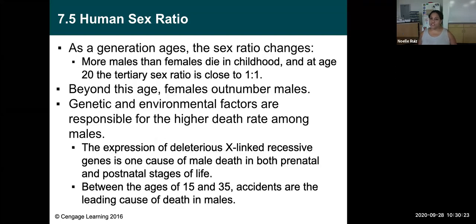As the generation ages, the sex ratio changes. More males than females die in childhood. And at age 20, the tertiary sex ratio is close to 1 to 1. So it's close to even.